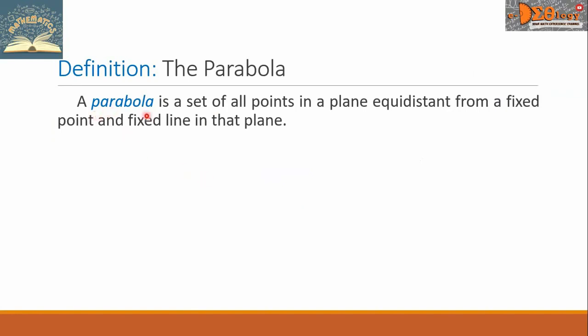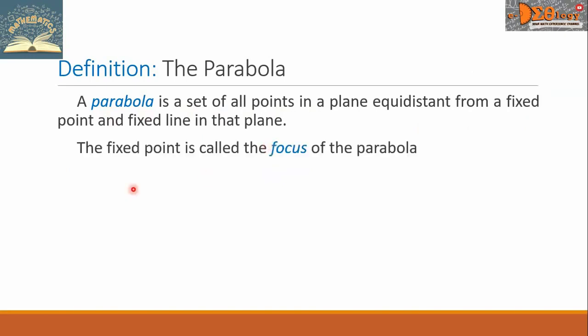A parabola is a set of all points in a plane equidistant from a fixed point and a fixed line in that plane. The fixed point is called the focus of the parabola, and the fixed line is called the directrix.